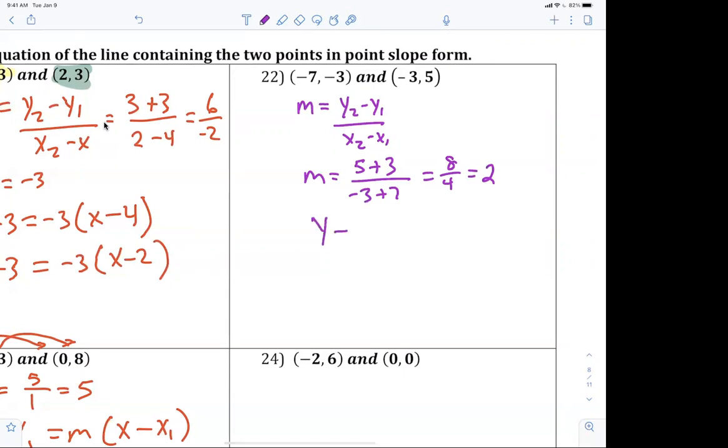Which point are you using? The first or the second point? The first. Good, so it'd be y plus 3 equals 2, and then x plus 7. You're amazing. That's it. Believe it or not, guys, that is really hard. I don't know why. Simple formula: find the slope, find the point, plug it in. All right.